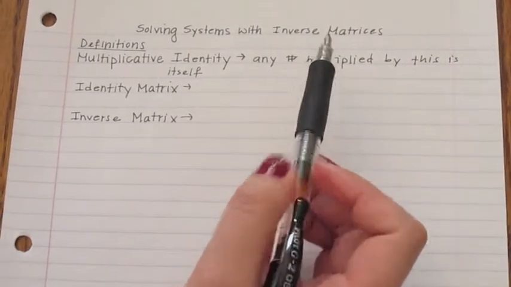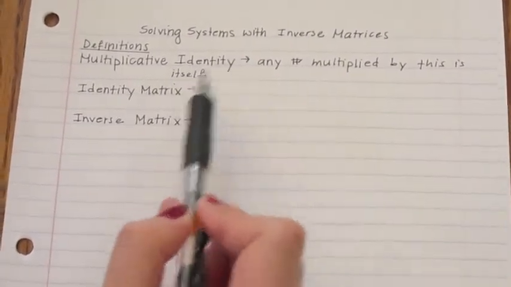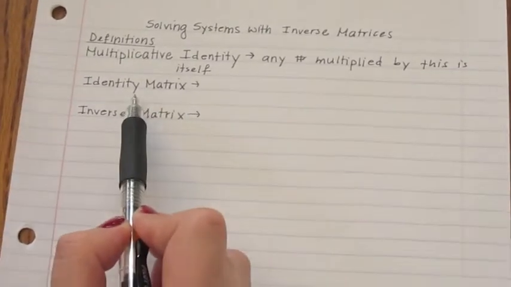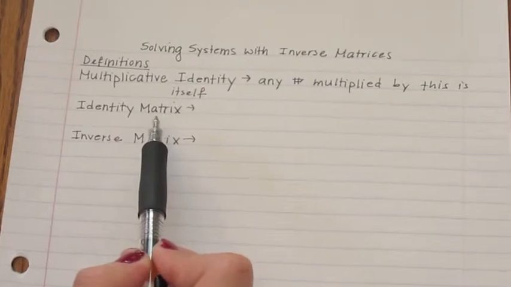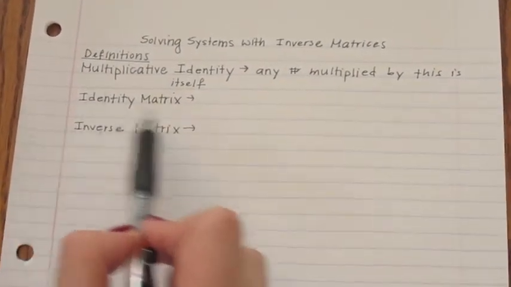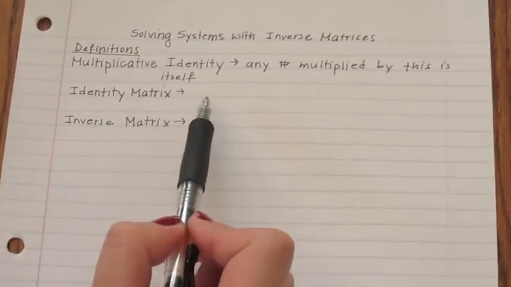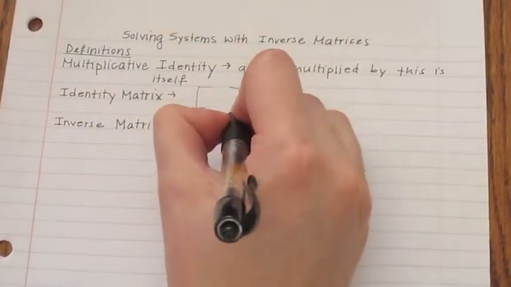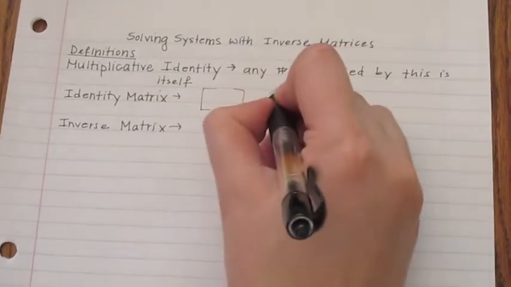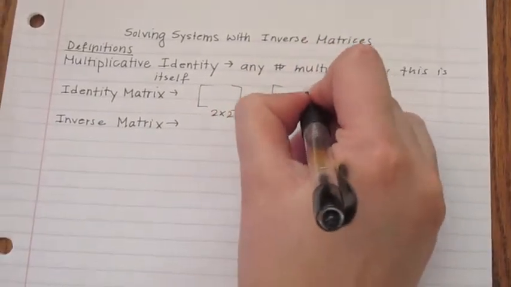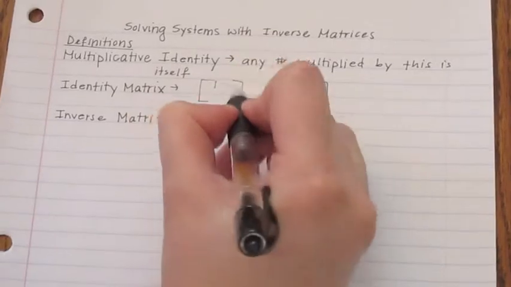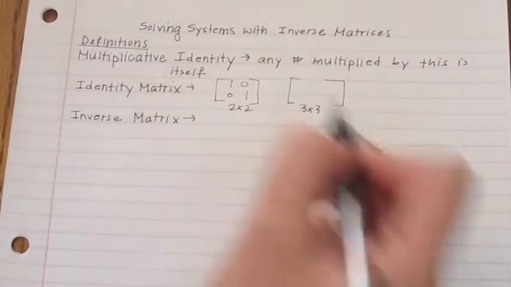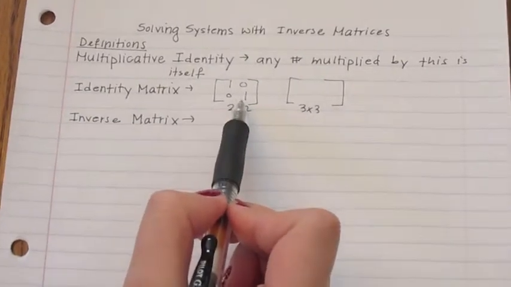Alright, so since 1 is the multiplicative identity for real numbers, we want a multiplicative identity for matrices because we're working with matrices. And the multiplicative identity for matrices is called the identity matrix. Now you can have a 2 by 2 identity matrix, a 3 by 3, a 4 by 4, a 10 by 10, and it all depends on what type of matrices you're working with. We're normally going to be working with 2 by 2 and 3 by 3s. So this is exactly what the identity matrix looks like. It's 1's in the diagonal with 0's everywhere else. So this is a 2 by 2 identity matrix.